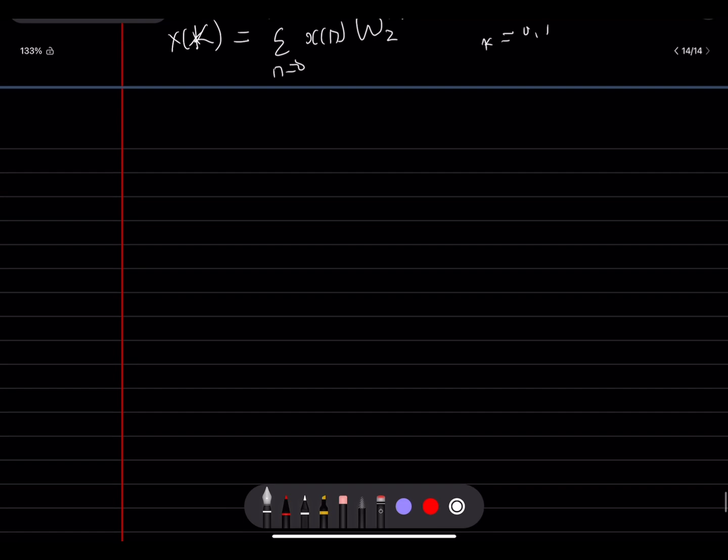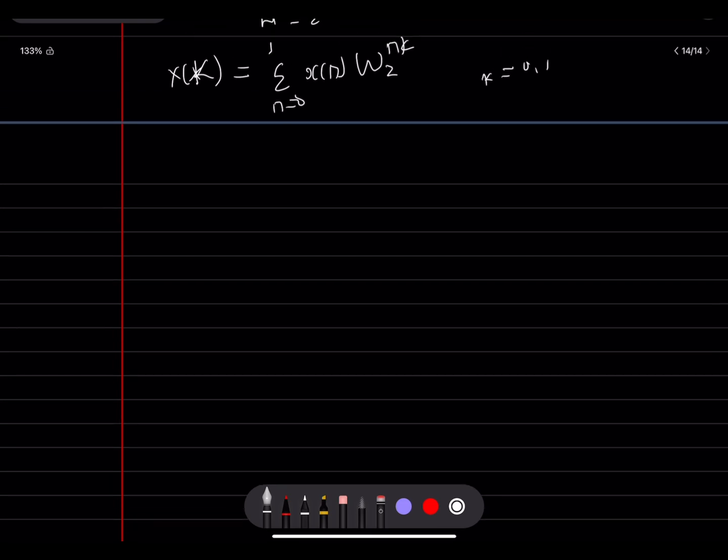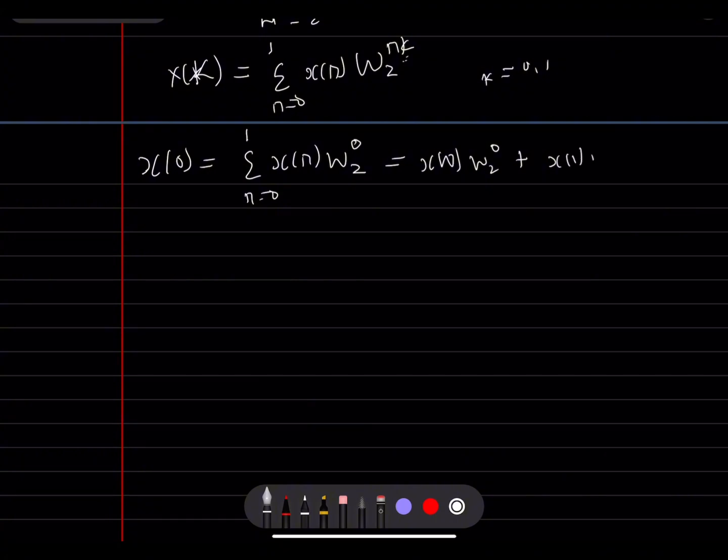And since k is equal to 0 and 1, when we are using direct computation, for k equal to 0, we're going to have X of 0 equal to the summation of n equal to 0 and 1 of x of n times the Twiddle factor. For Twiddle factor 0, k is equal to 0, so whatever we do, the exponent is going to be 0, right? Based on that, we can simplify it as x of 0 omega 2 of 0 plus x of 1 omega 2 of 0.